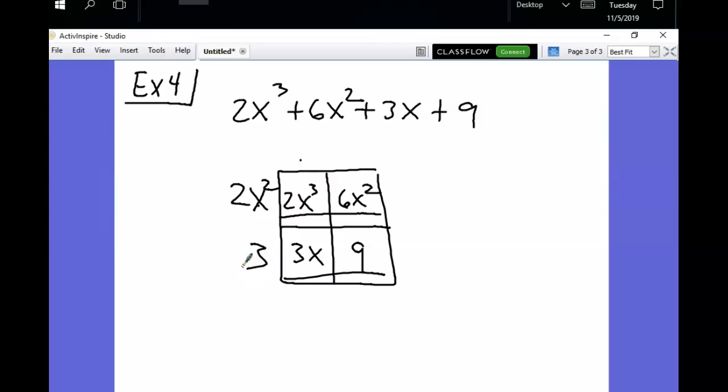How about upwards now? x. And how about upwards? No, 2x squared. No squared because the 9 has no x's to give. Just a 3. Now, 2x squared plus 3, and then it's x plus 3.